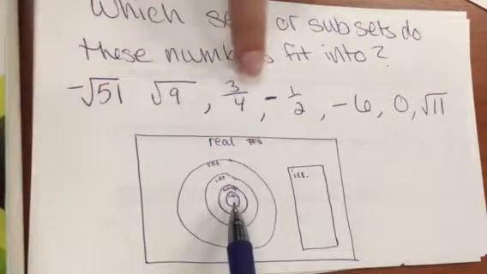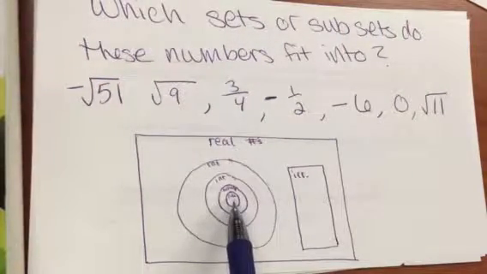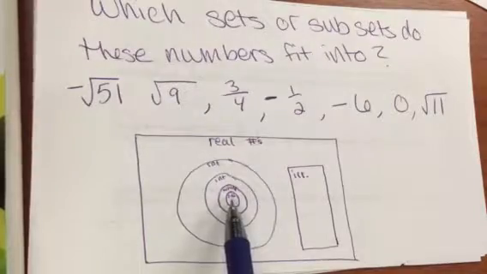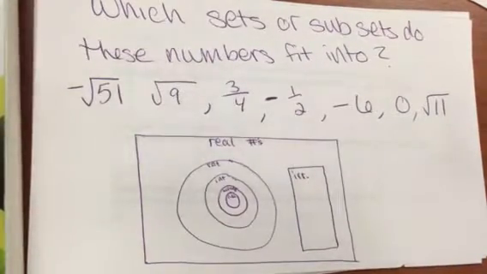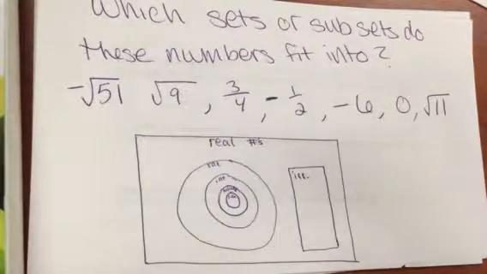So you only have to place these numbers once. Place it in the set that it belongs to primarily. Okay, so take a second. Pause it. Set these in the right one. And we'll be back in a second.